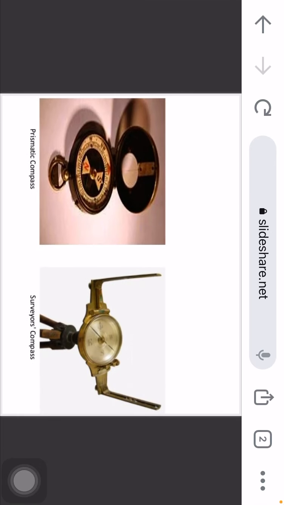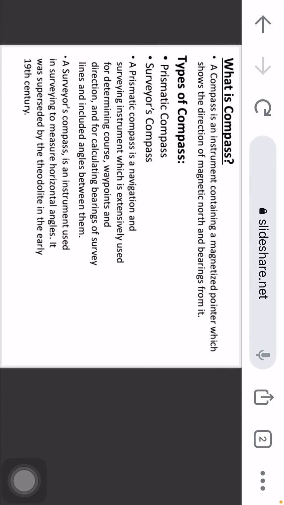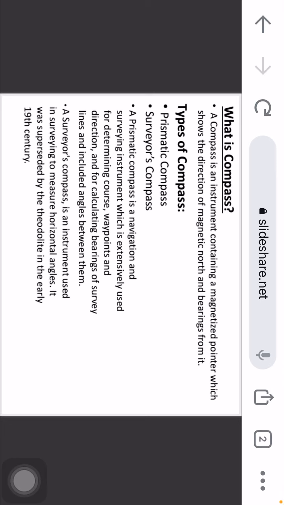See here. Two types of compass are shown. One is the prismatic compass and one more is the surveyor's compass. You can see the image here, where in both the prismatic compass and the surveyor's compass, north and south are written. So the types of compass are the prismatic compass and the surveyor's compass. About the types of compass we will study later. Before that we will study how the compass works, why we use the compass.